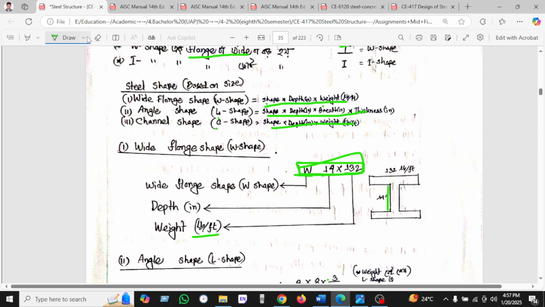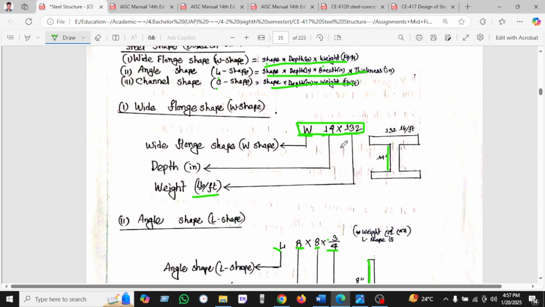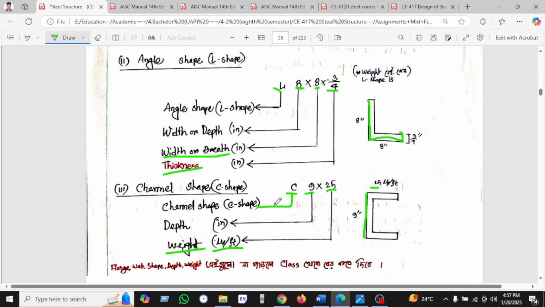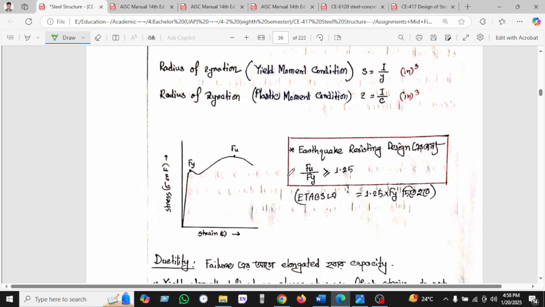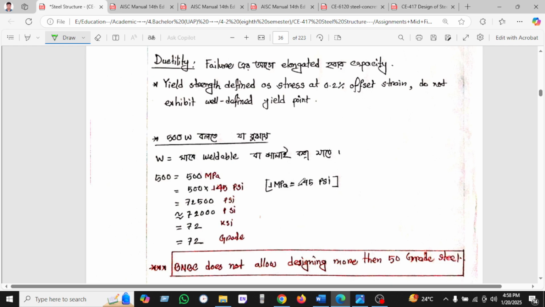In most jobs they ask what W40 x 132 means. So we have to say that W is a wide flange shape, 40 is the depth, and 132 is the weight in pounds per feet. In the same way, channel and angle have been clarified. In the earthquake region, the ratio of Fu, ultimate, divided by Fy, yielding, must be greater than 1.25. Okay.